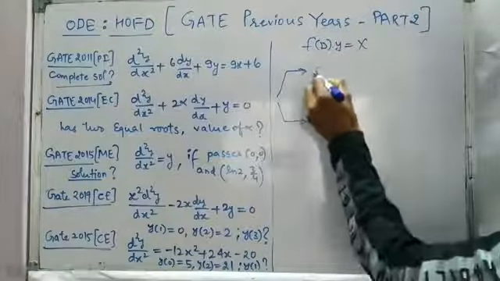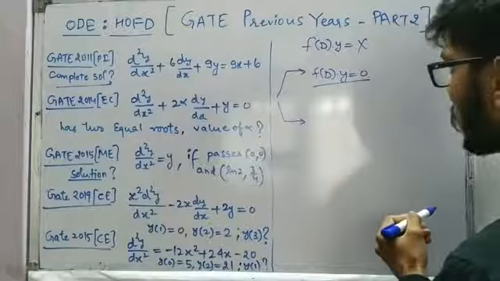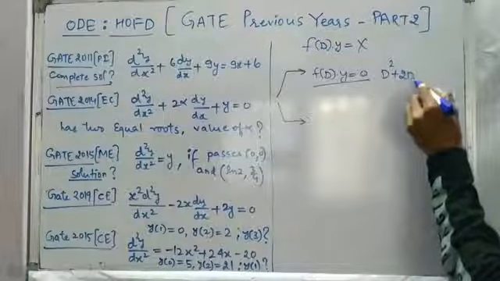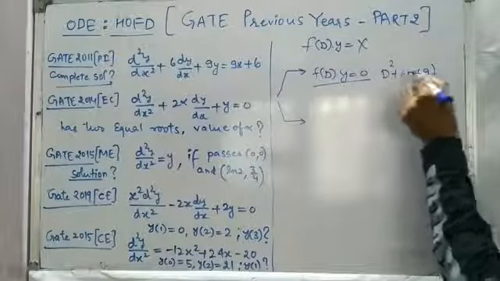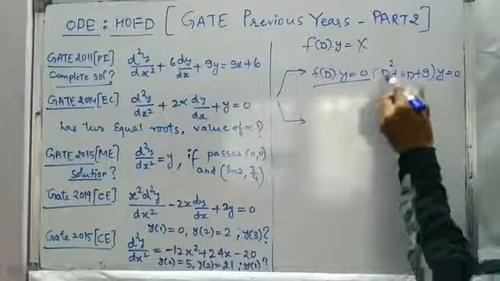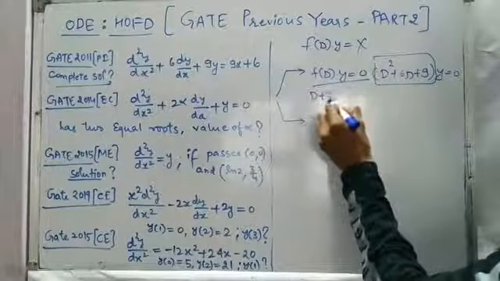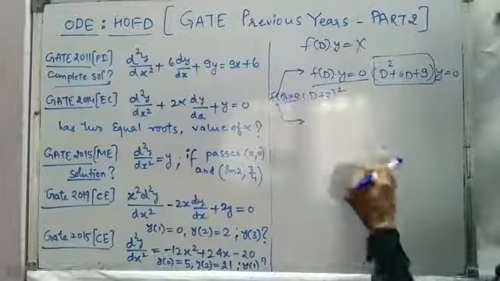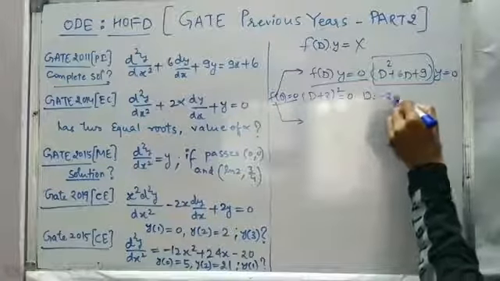First we will treat this differential equation as a homogeneous one, f of D into y is equal to 0. So we write D square plus 6D plus 9 into y is equal to 0, and we have to calculate the roots. This is nothing but D plus 3 whole square, right? So f of D is equal to 0. This is our auxiliary equation. So D plus 3 whole square is equal to 0, and we have roots as minus 3, minus 3.